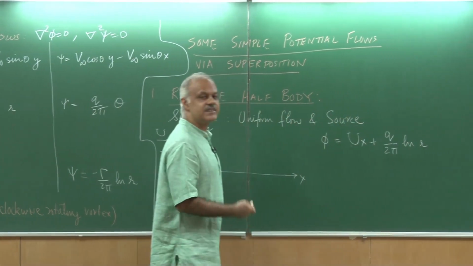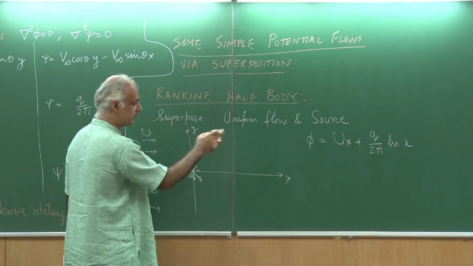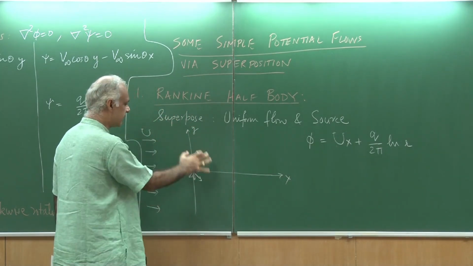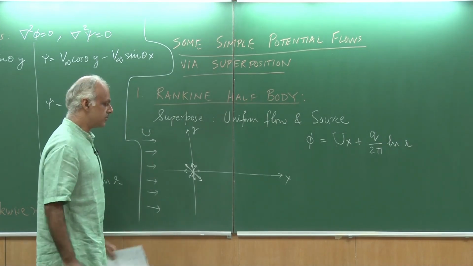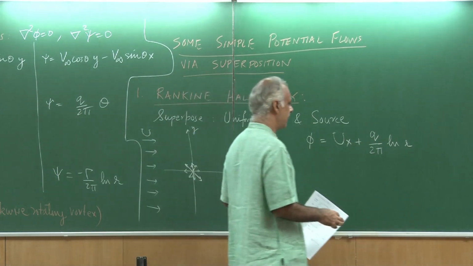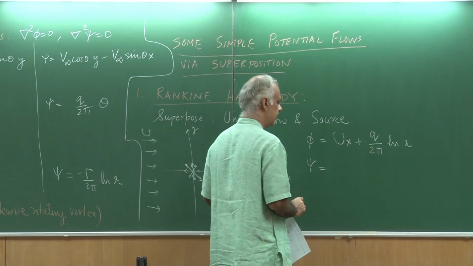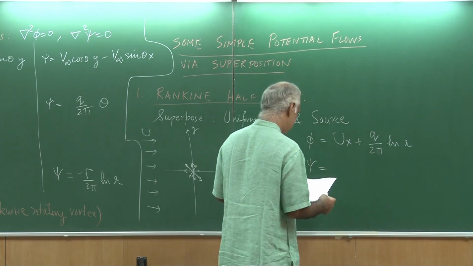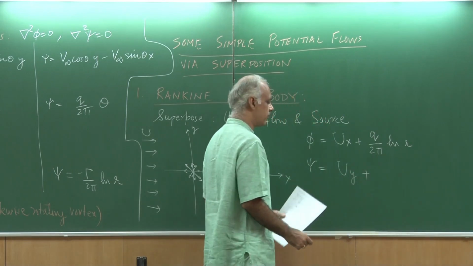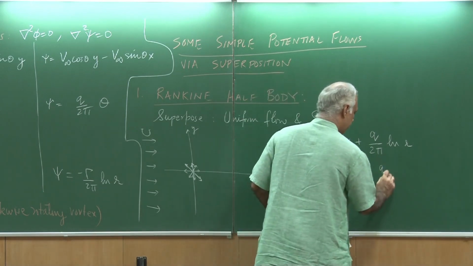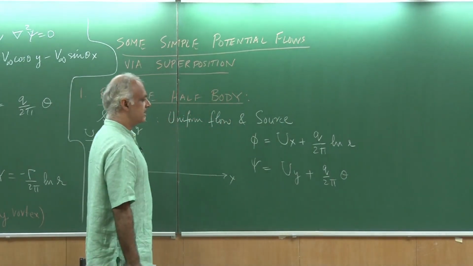Okay, so it's as simple as that. So if I actually take that potential, it represents whatever is going to be the resultant of these two entities. Similarly, I could talk about the stream function. The stream function also can be obtained simply by superposition, and this is Uy for the uniform flow, and I have q by 2 pi theta for the source.